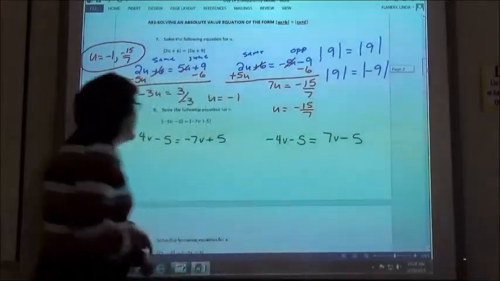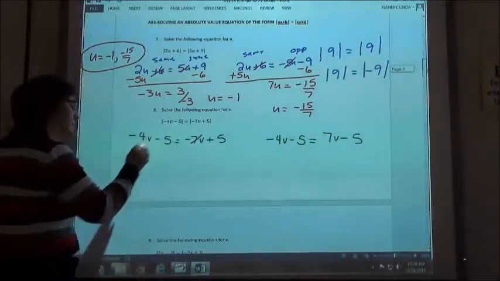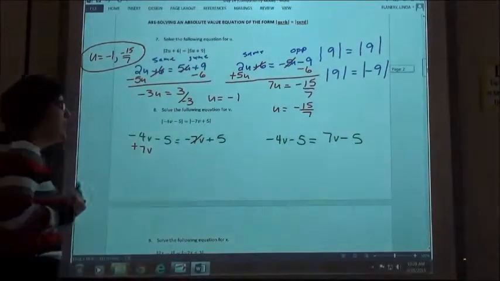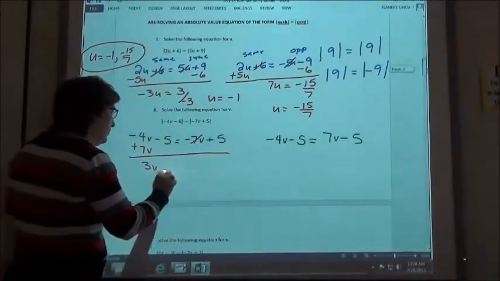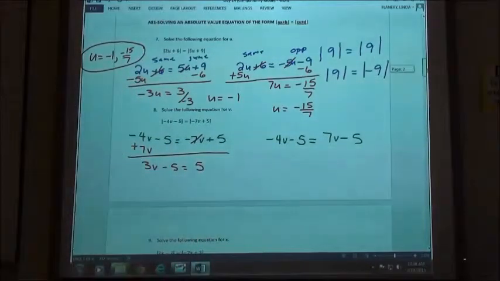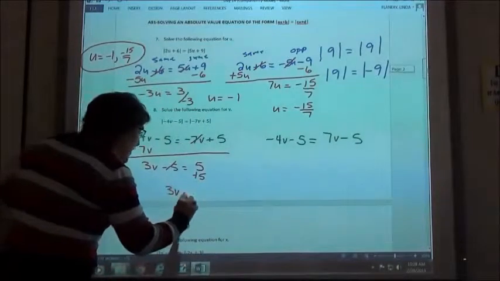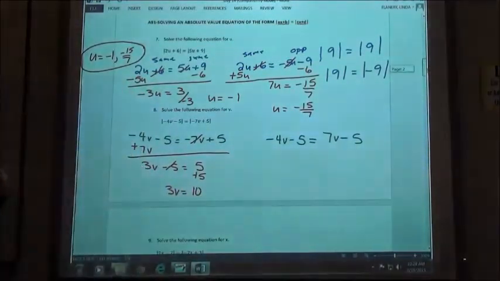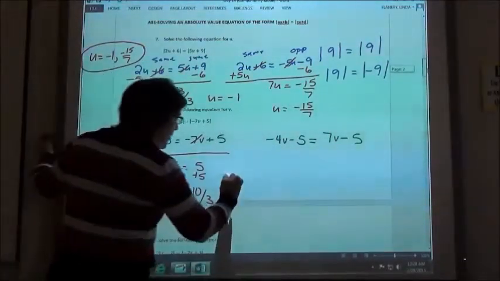So on the first one, if we're going to solve that, we're going to do what? We're going to bring the negative 7 to a positive 7. Add our 7v. 3v, and then minus 5. What are we going to do with our 5 when we move it over? Oh, make it positive. We got to make it a positive 5. 10. So 3v equals 10. And then we're going to divide, right? Yep. So v equals 10 thirds.